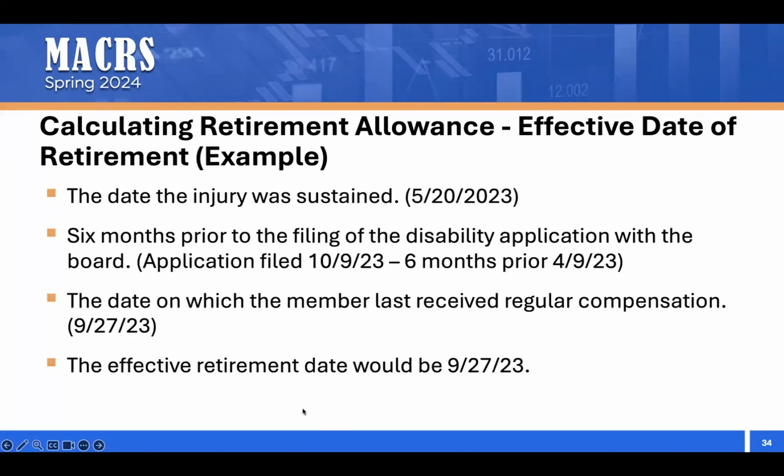So an example of how this would work: let's assume the date the injury was sustained was May 20th of 2023. The member applied for the disability benefit on October 9th of 2023. So 6 months prior to that would be April 9th of 2023. And the date on which the member last received regular compensation was September 27th of 2023. Of those 3 dates, May 20th, April 9th, and September 27th, September 27th is the latest date, so that would be the effective date of this member's retirement.